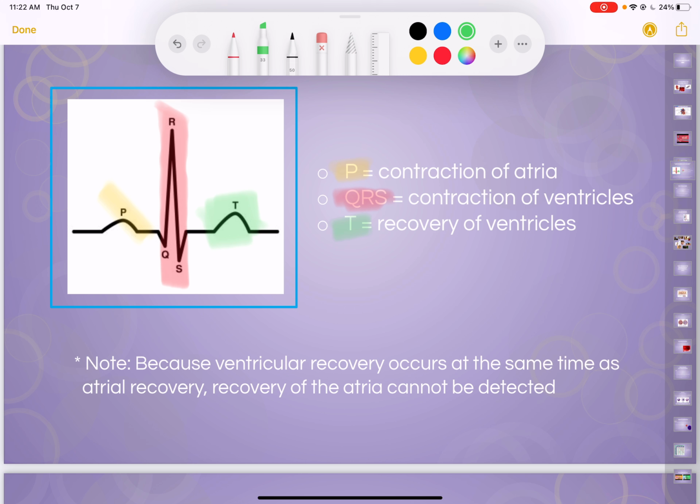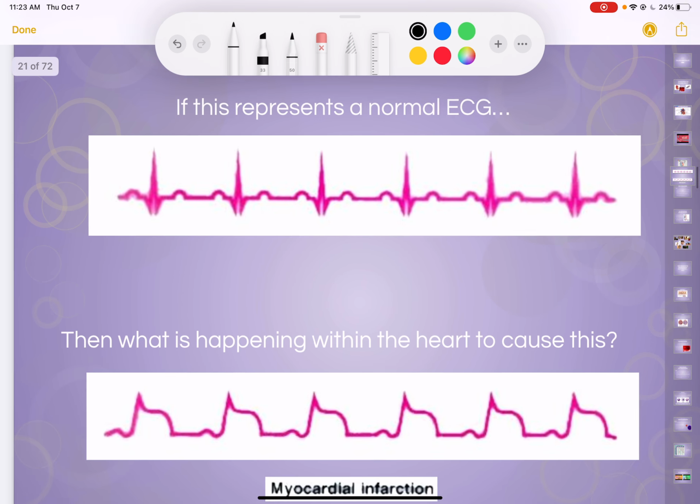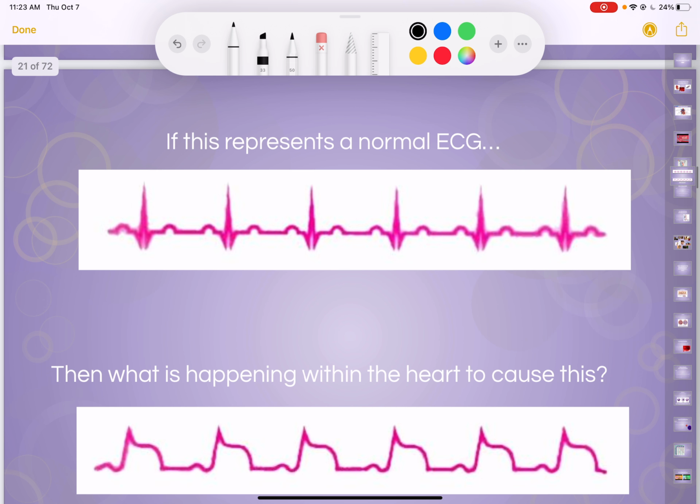It says that because the ventricle recovery occurs at the same time as the atrial recovery, the atrial recovery cannot be detected. So basically, the recovery of the ventricles is happening at the same time as the atria. So the atria is recovering there too. I don't know why we didn't just write that. Okay, so this is what a normal ECG would look like. This is what ours should hopefully look like when we go into class.